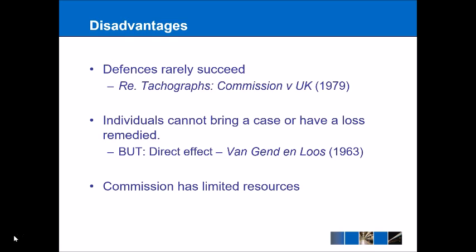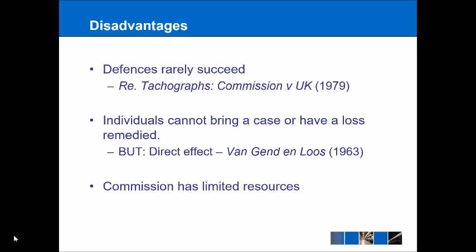So disadvantages, as I mentioned during the lecture, the defences rarely succeed. Realistically, the only defence that's really going to work for a country is that there simply hasn't been a breach of EU law. Other things, such as in re tachographs, the case that I've put there, which was Commission versus UK from 1979. This was where there had been a number of strikes and political action, and even when this had occurred and it was beyond the government's control, they were still prosecuted under the enforcement procedure.